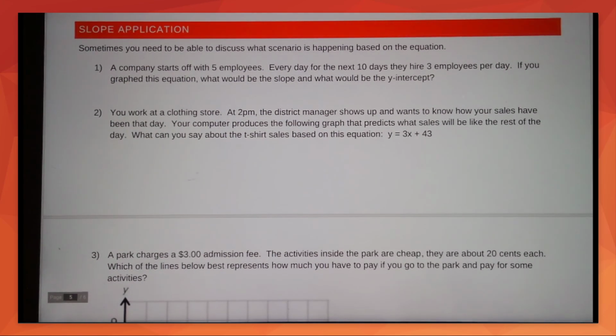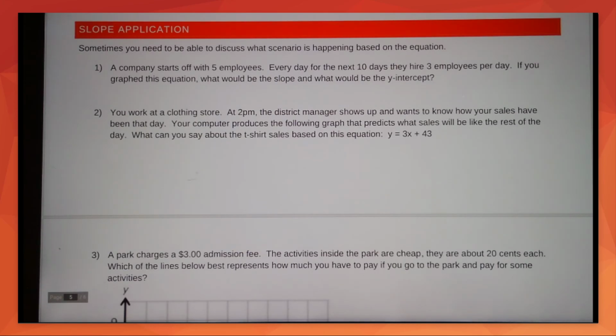A company starts off with 5 employees. Every day for the next 10 days, they hire 3 employees per day. If you were to graph this situation, what would be the slope and what would be the y-intercept? Okay, so there's a lot to deal with here.